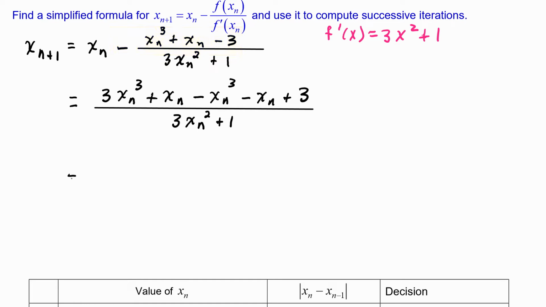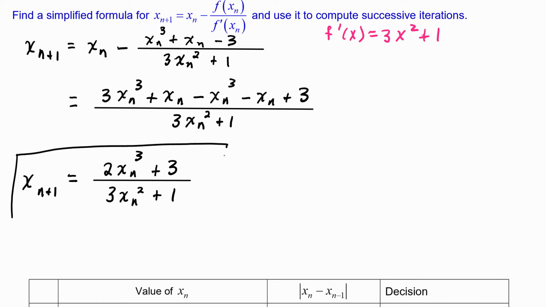Now let's simplify, and we get 3x_n cubed minus x_n cubed is 2x_n cubed. We have a plus x_n and a minus x_n, which will cancel out, and the only term left is plus 3. And then in the denominator, we have 3x_n squared plus 1. So this is what we mean when we say find a simplified formula for x_n.